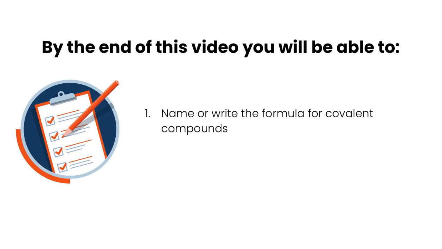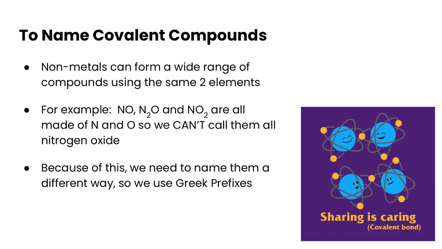In this video, we're going to take a look at how to name or write the formula for covalent compounds. So let's just jump right into it. Now, to name covalent compounds, it is different from ionic compounds because nonmetals can form a wide range of compounds using the same two elements.